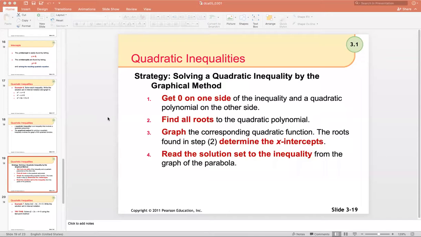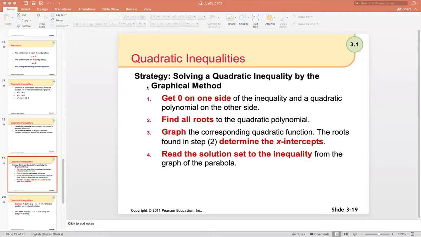All right, in this video, I'm going to cover the quadratic inequalities in section 3.1, and we'll see a couple of objectives in 3.2. So first one, we'll see quadratic inequality. So we want to solve the quadratic inequalities, but how do we solve the problems?